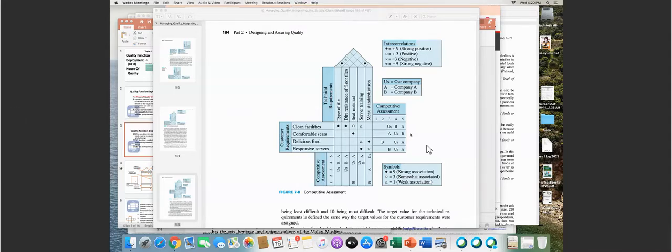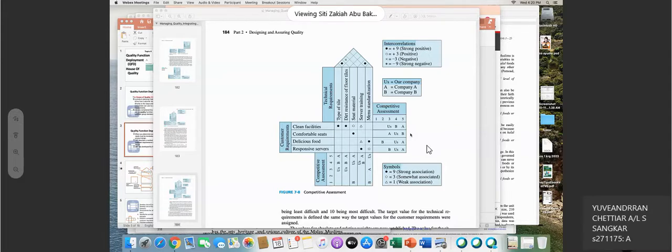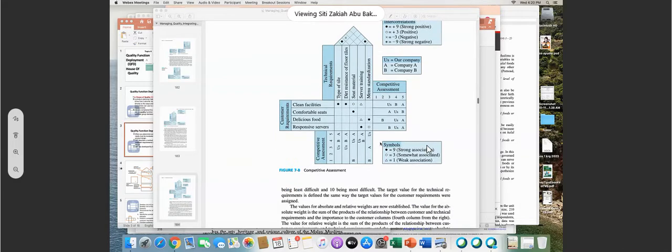If you look at the competitive assessment, who is the strongest? A, right? A lot of people say A. Okay, because A scored 5 three times. Okay? B scored 5 once, and us doesn't have any 5. That means it shows that we must improve, right? Okay, for comfortable seats, we must improve.